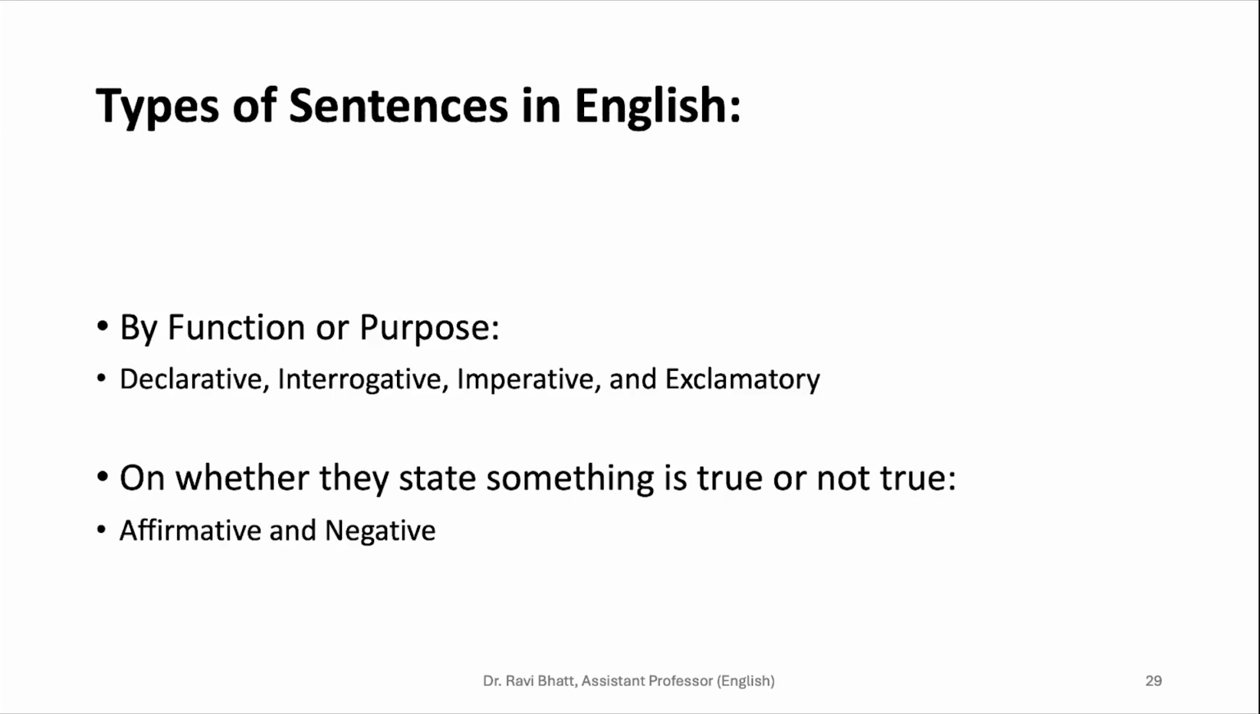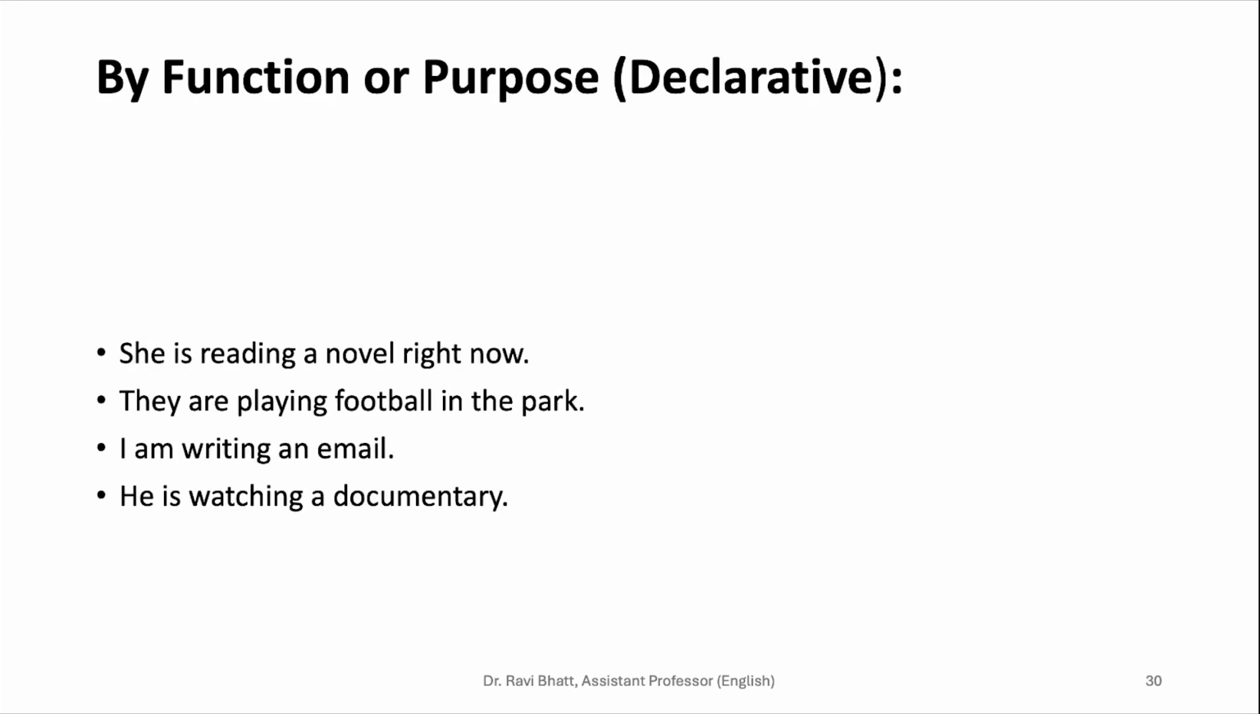Now, we have discussed the types of sentences. Now let's very quickly look at the examples of each of these sentence variations. Now, first, declarative. She's reading a novel, or she's reading a novel right now. They're playing football in the park. So it signifies an action that is going on right in front of my eyes, right before my eyes. Okay. I'm writing an email, or he's watching a documentary.